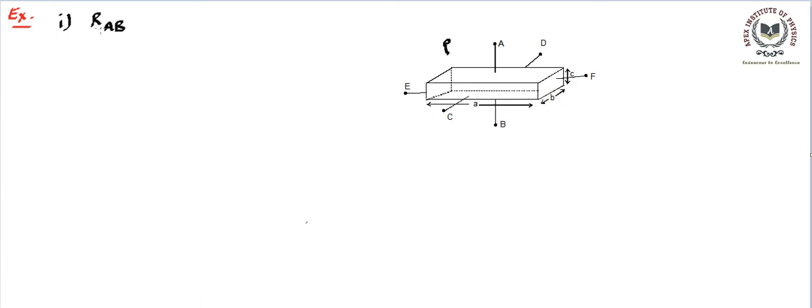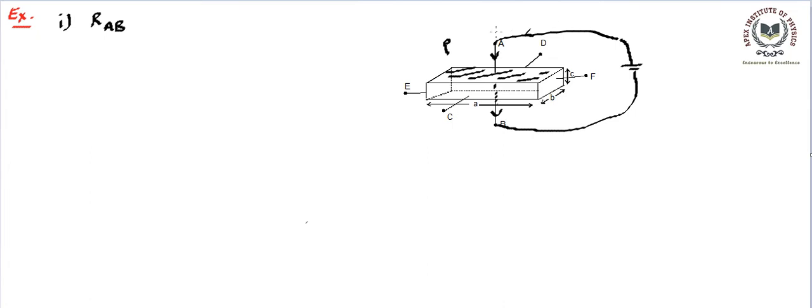So if we need to find the resistance across terminal points A and B, that means we need to connect these two terminals with a battery. If we connect these two terminals with a battery, the current will be flowing like this. So which length does it cover? The length is along the direction of current flow. So you'll find the C dimension will be behaving like a length. And which area will behave like the cross-sectional area? This area is going to behave like the cross-sectional area. So can we write this area is equal to the multiplication of the two dimensions, which are A and B? Is it making sense?